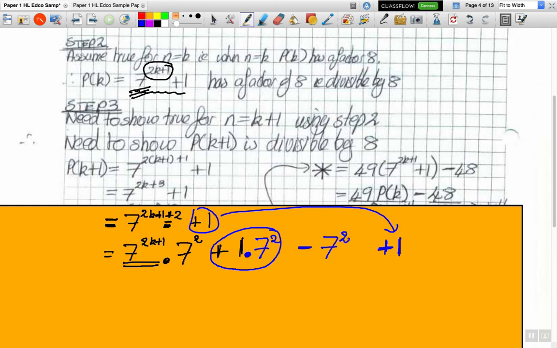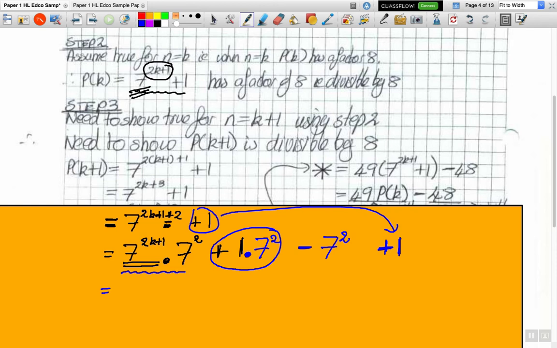Now, if you get stuck on this bit, I wouldn't lose any sleep over it. If you just finish off by saying step 4, proof follows by induction, you're going to get 10 or 11 marks out of 15. If you'd actually written this bit here, that's what's given you the 10, 11 or 12 marks out of 15.